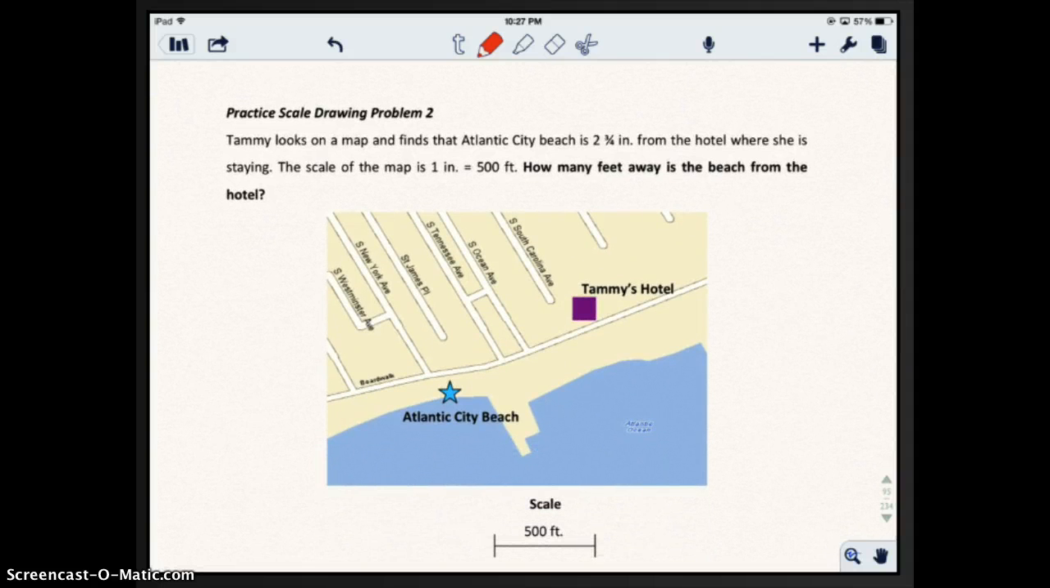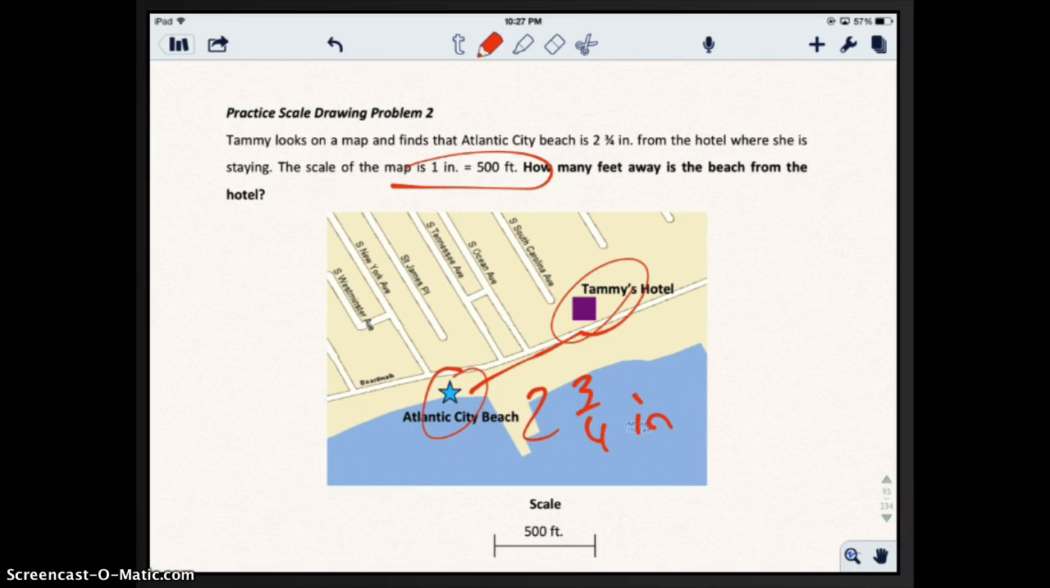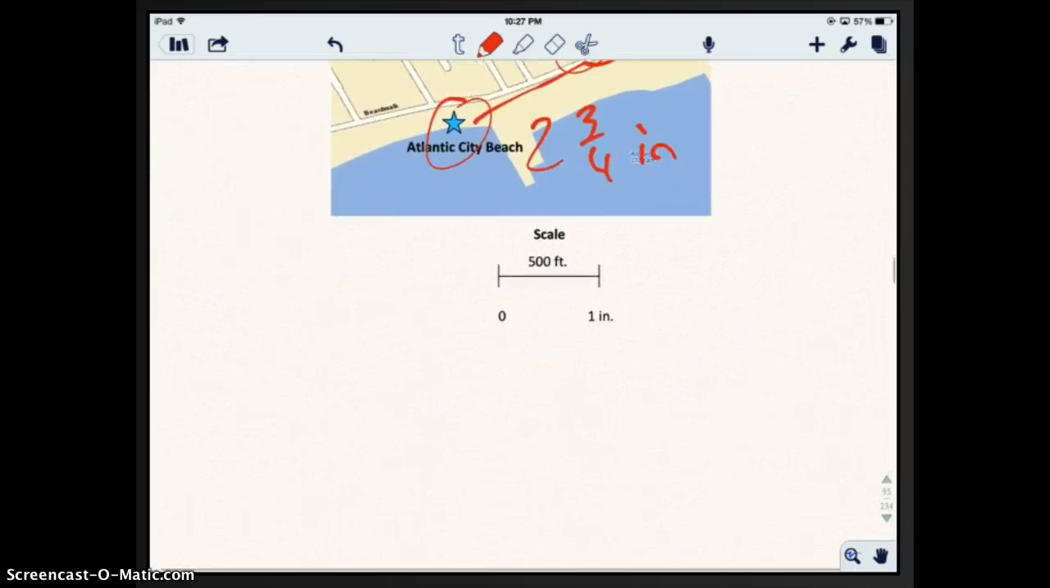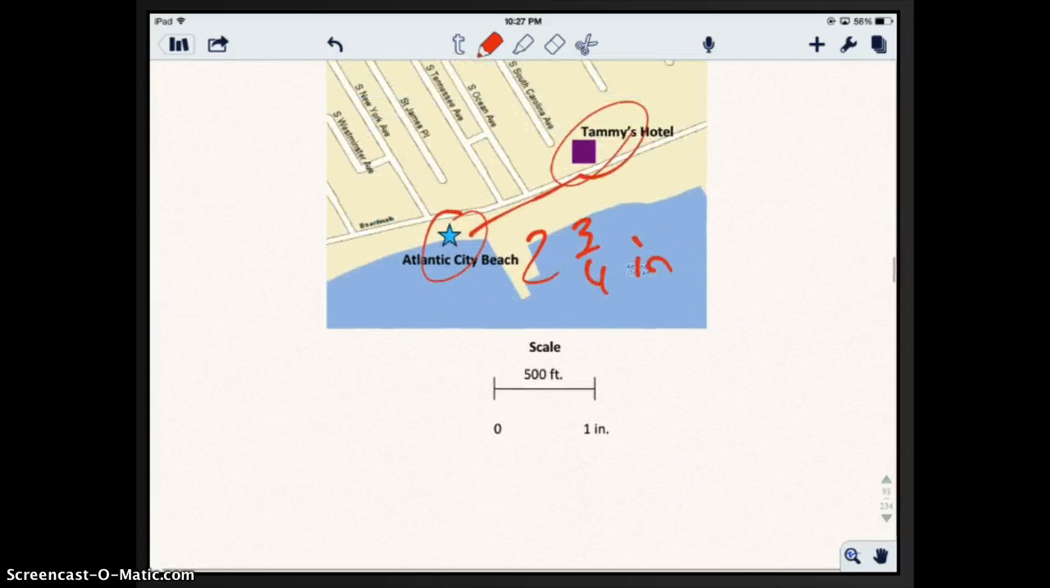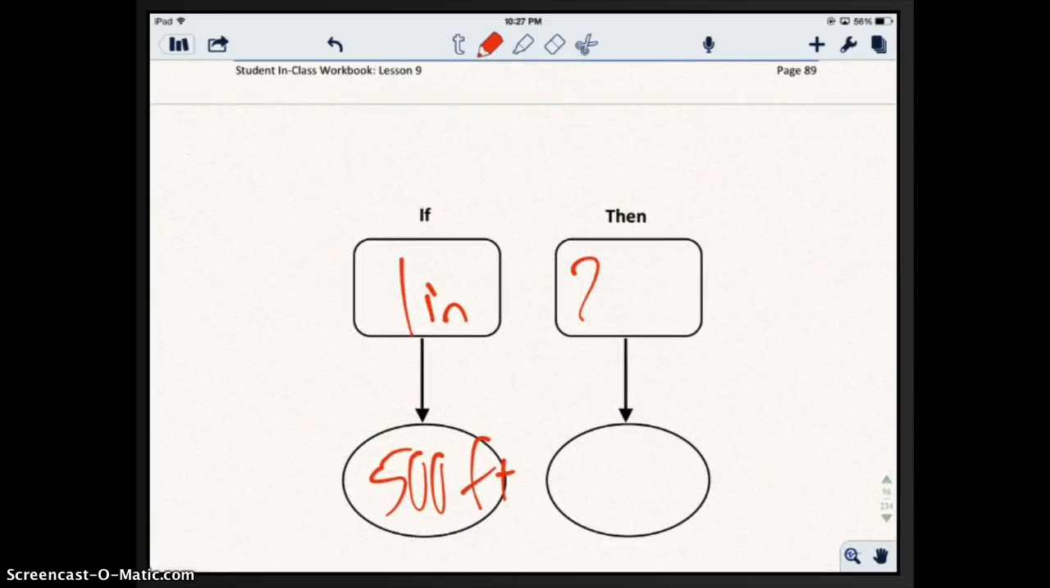Practice scale drawing problems 2. Tammy looks at a map and finds Atlantic City Beach right here. It is 2 3/4 inches from the hotel where she's staying right there. The scale of the map is 1 inch is 500 feet. How many feet away is the beach from the hotel? Alright, so 1 inch is 500 feet in real life, and it's 2 3/4 inches. We have to figure out how far that is in real life.